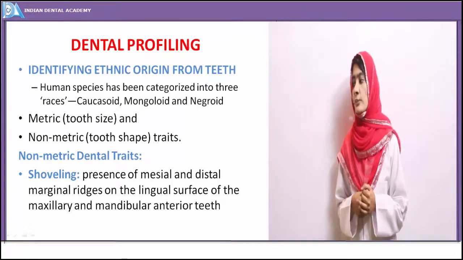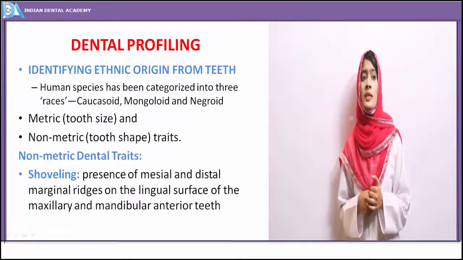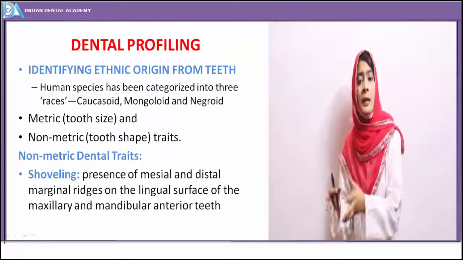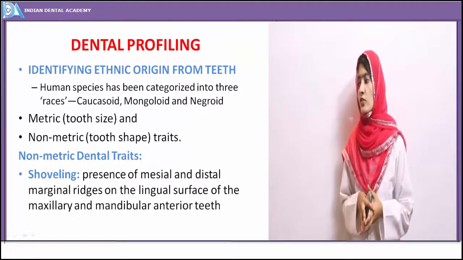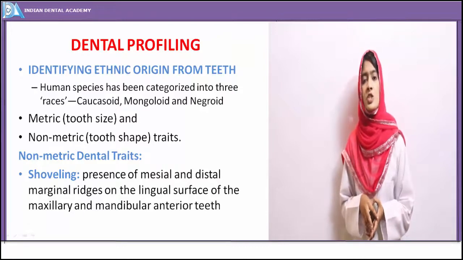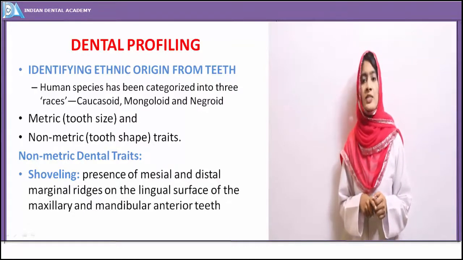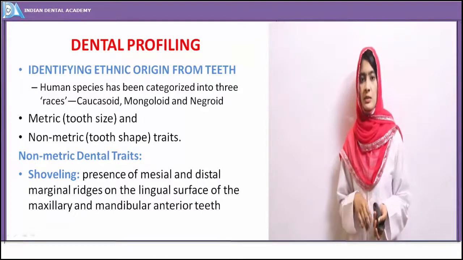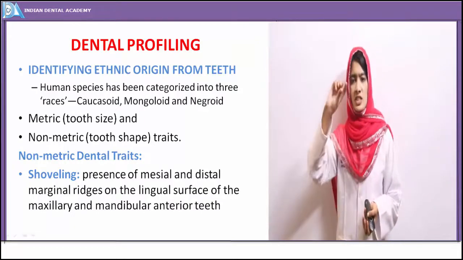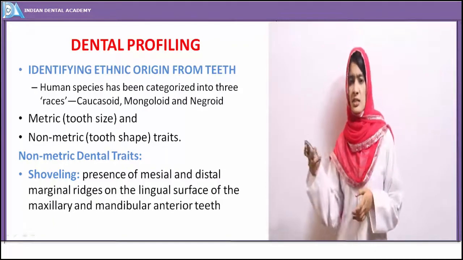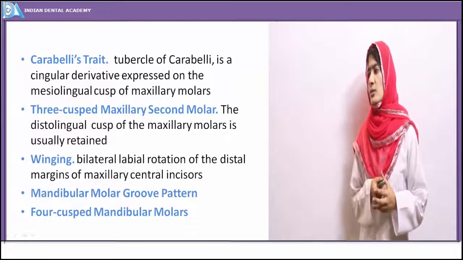Now we are coming to the non-metric dental traits. Non-metric dental traits are nothing but a few of the characteristic traits present in particular teeth only, like the presence of shoveling. Shoveling is nothing but the presence of mesial and distal marginal ridges on the lingual surfaces of maxillary anterior teeth. Maxillary anterior teeth on the lingual surface show the prominence of these mesial and distal marginal ridges. That characteristic trait is nothing but shoveling.